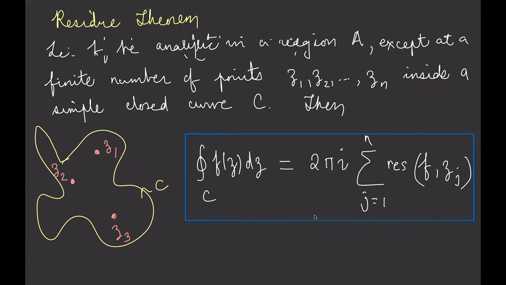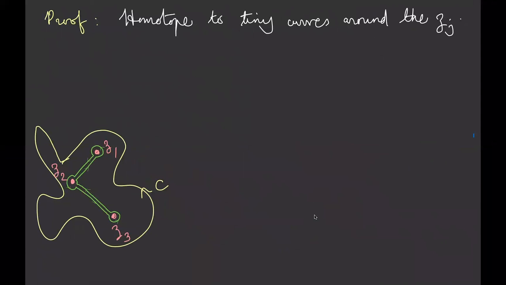Okay, why is this true? Well, what I can do is I can homotope to tiny curves around each of the zj's. So here's an example where I've got 3 different problem points, z1, z2, and z3. So there's no other problem points. So I can push my curve C, my yellow curve, until it's essentially the green curve. So this is sort of like this dumbbell type structure, but then you go to all of those curves, right? So the integral is going to be the same as the integral over the green curve.